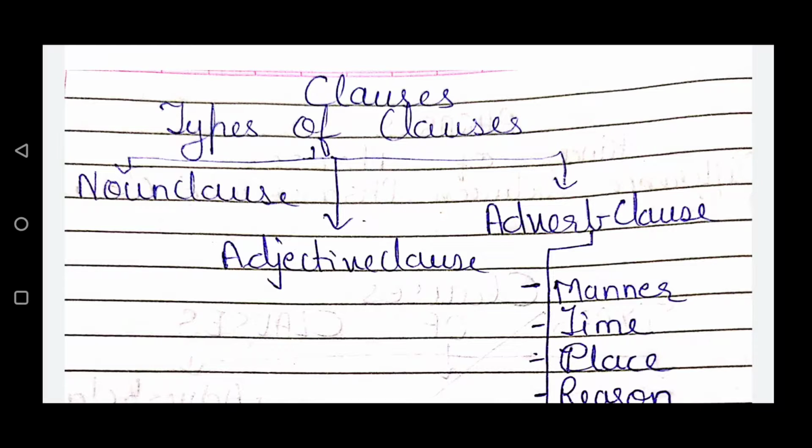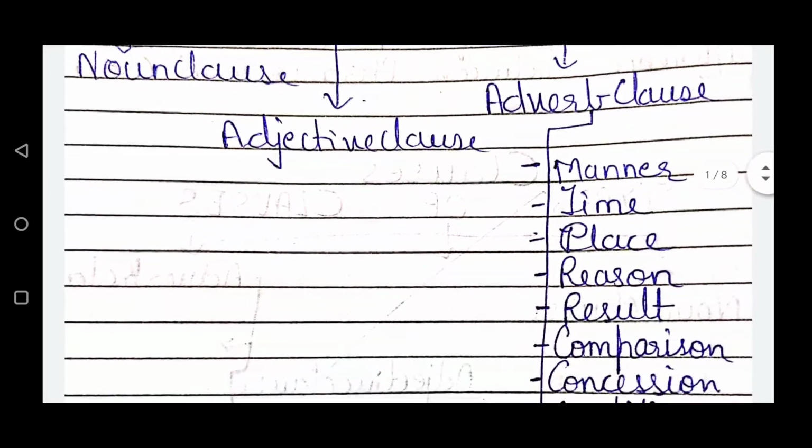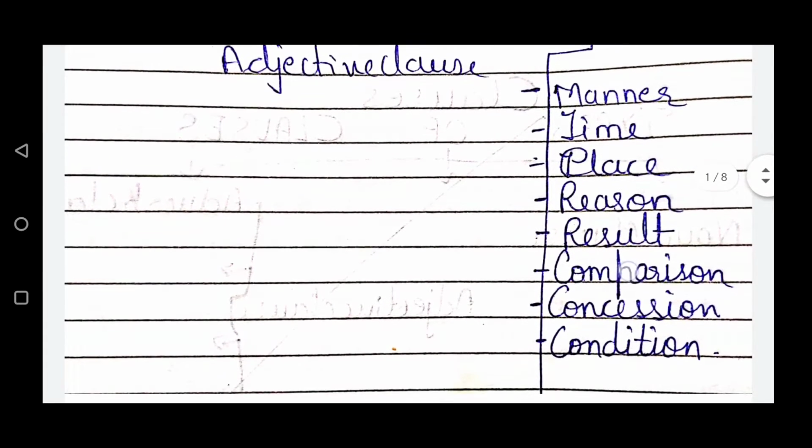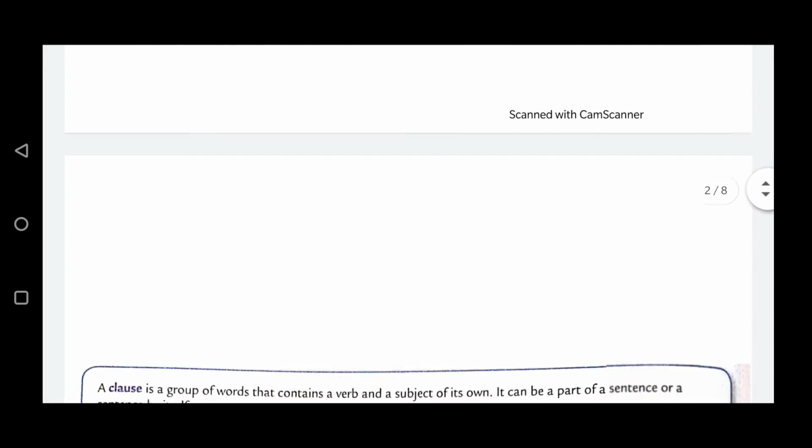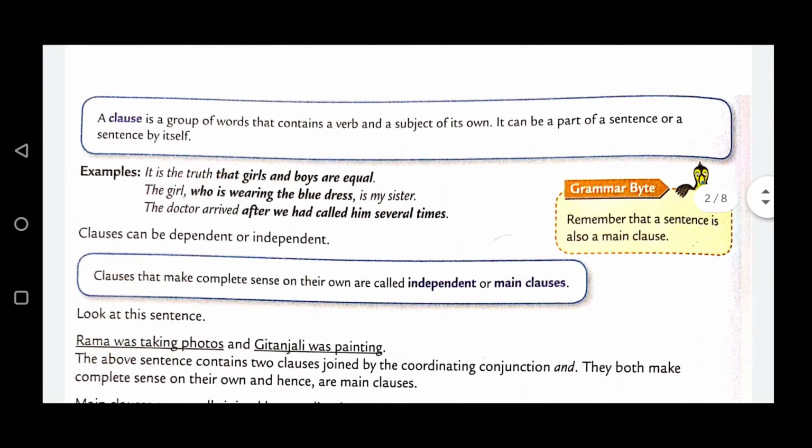So here we go. Now clauses are basically of three main types, that is noun clause, adjective clause and adverb clause. Again, adverb clause is divided into 8 kinds, that is manner, time, place, reason, result, comparison, concession and condition. So these are the 8 kinds of adverb clause.